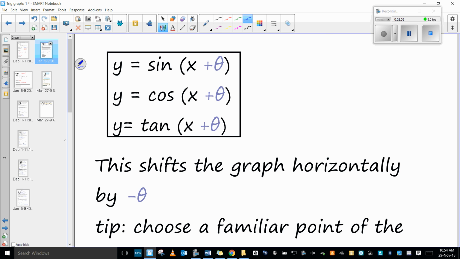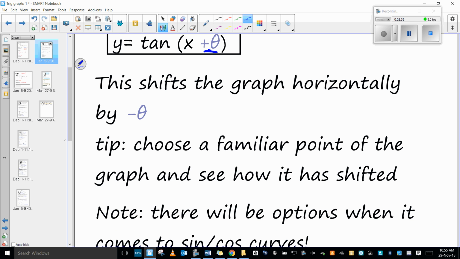So, this one: you've got inside the bracket, you've got your adding or subtracting something. This one's going to shift it horizontally. So it's not actually changing the amplitude or the period or the central line. It's just moving it left or right. Now, the value that we're adding or subtracting will be a number of degrees. As I said here, choose a familiar point of the graph and see how that's shifted.